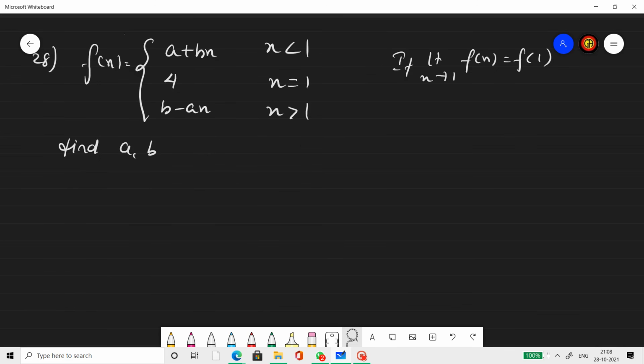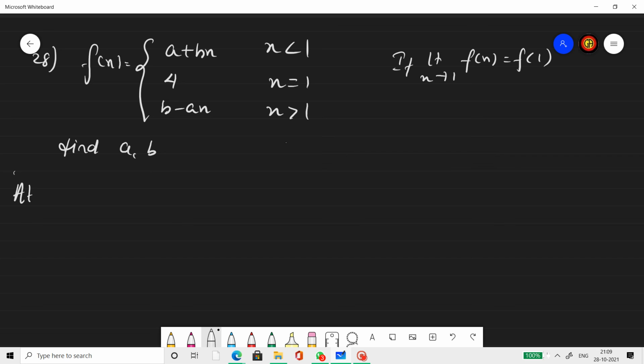So here f of x is a plus bx when it is below 1. At 1 it is 4 and at above 1 or greater than 1 it is b minus ax. It is said that limit extending to 1 f of x is equal to f of 1. They want us to find the value of a and b. Now, when they want us to check the limit for 1 and the question is defined for 1, we are supposed to do by LHL RHL method.